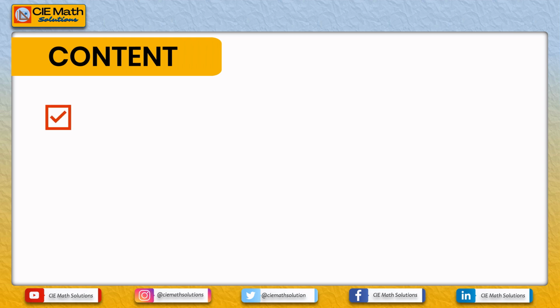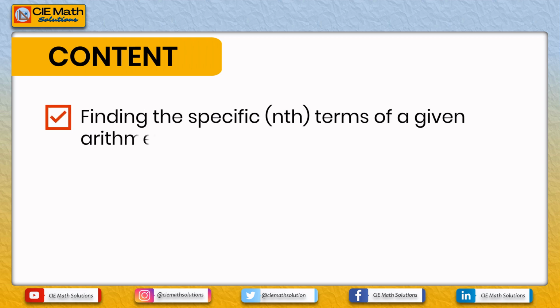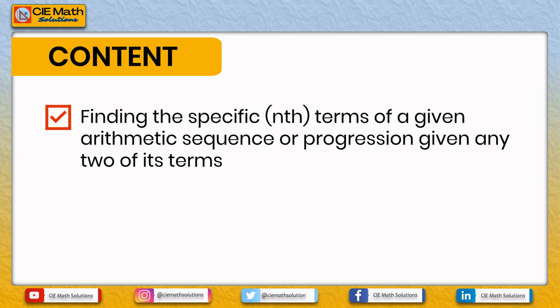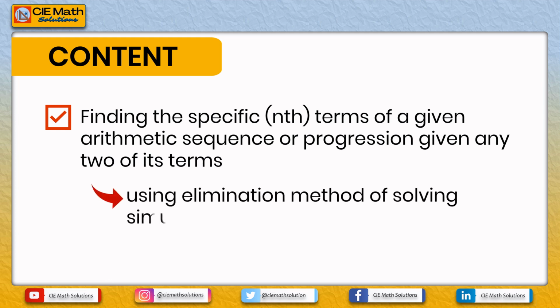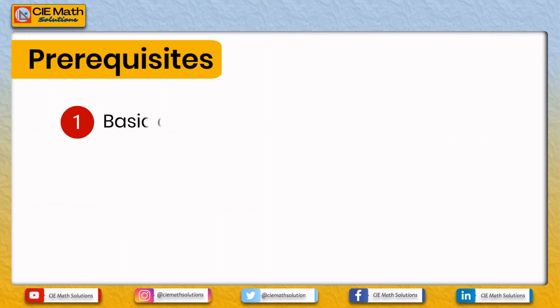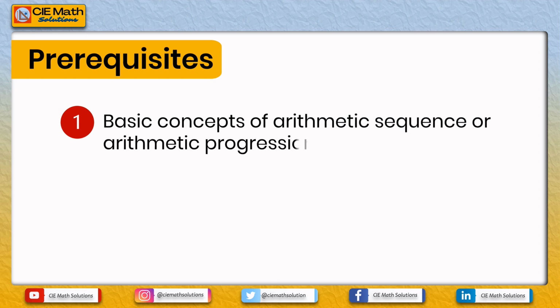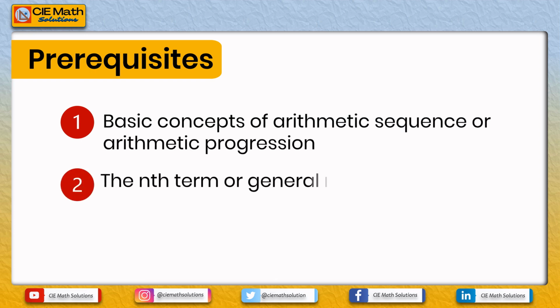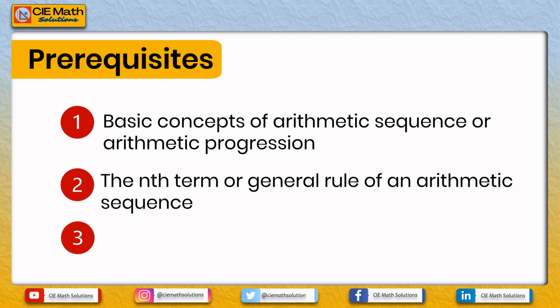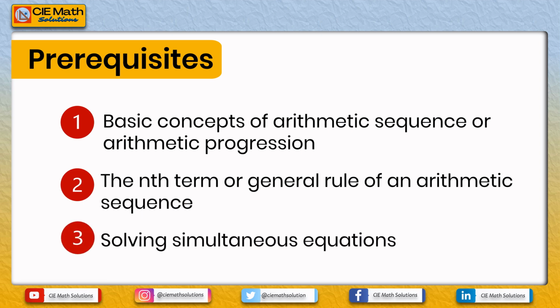In this video, we will focus on finding the specific terms of an arithmetic sequence or arithmetic progression given any two of its terms, using the elimination method of solving simultaneous equations. But before we proceed, let us have a quick recall of the prerequisite concepts needed. First are the basic concepts of arithmetic sequence or arithmetic progression. Second, the nth term or general rule of an arithmetic sequence. Third, solving simultaneous equations.